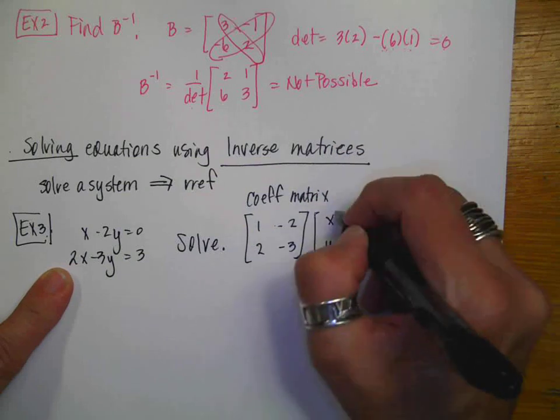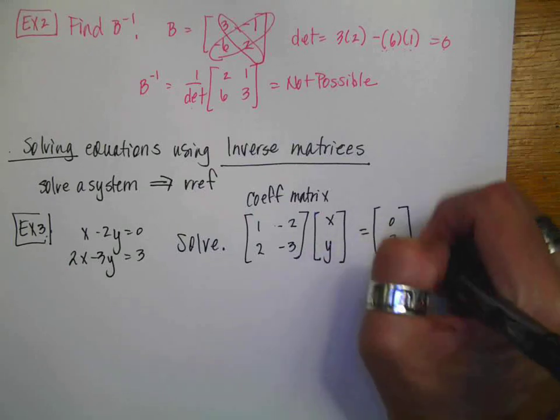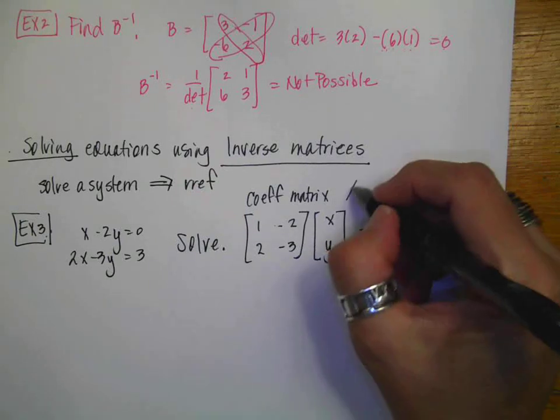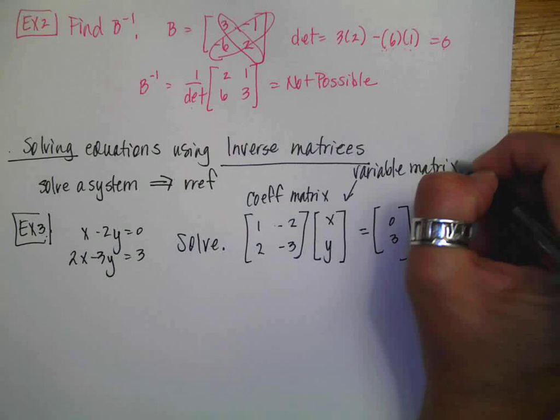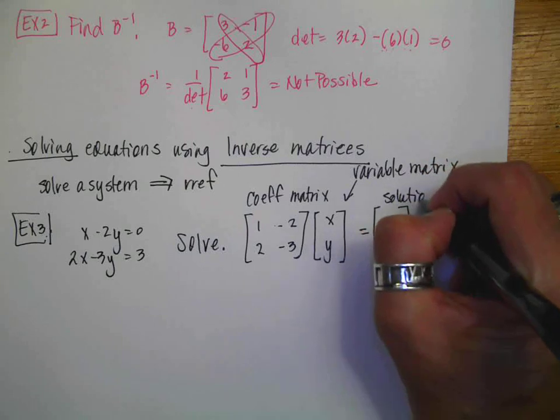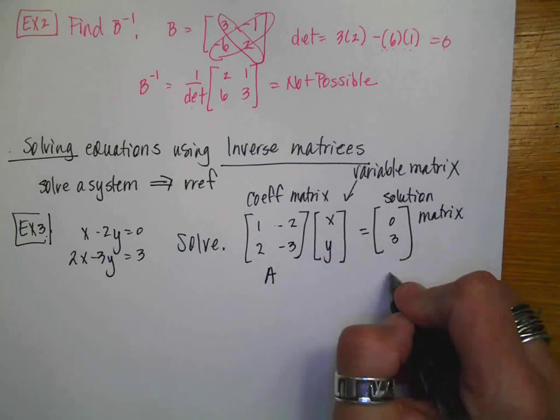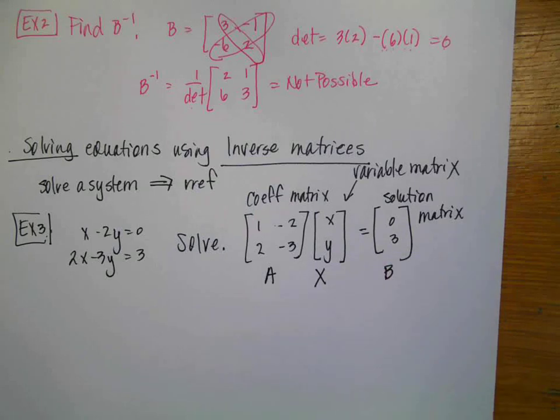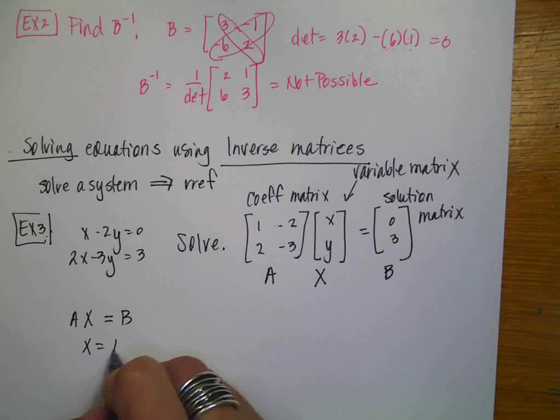Then I'm going to have a variable matrix, and my variables are x and y. And then I'm going to have my solutions. And notice that everything has to stay in the precise order. So this is the variable matrix, and this is the solution matrix. And I typically call this A, and I call this B. And then I'm going to label this X just to be a generic variable. So then I have the equation AX is equal to B.